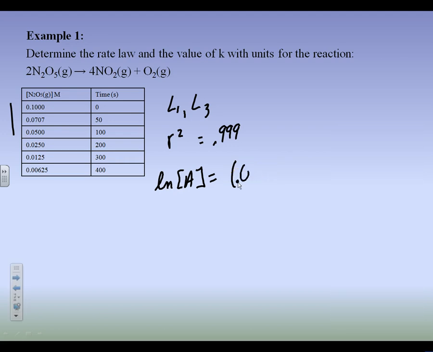So I'm going to go ahead and plug that in for my K value times T plus the natural log of A sub 0. And so there's my rate law. Now what are my units going to be for K? We can do a little dimensional analysis and figure that piece out. But that's how you figure out what the rate law is.